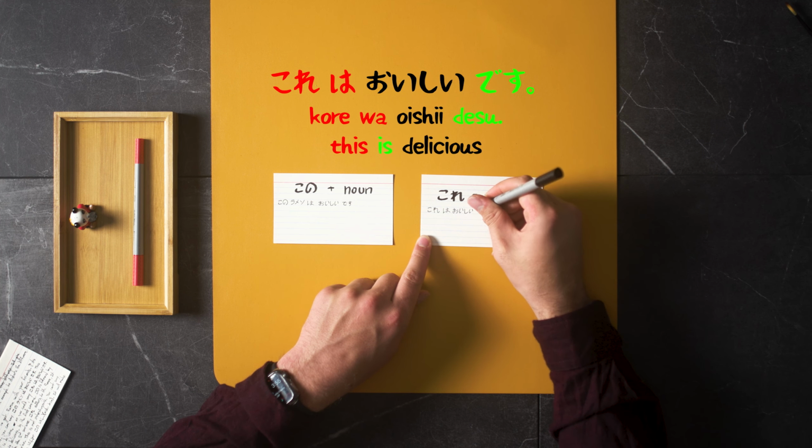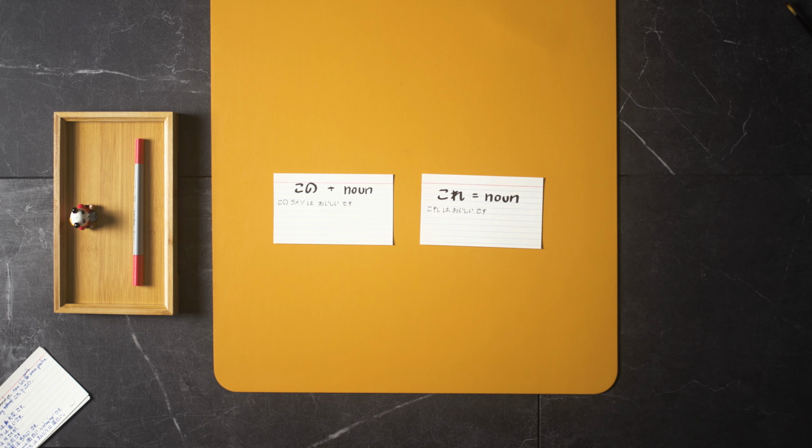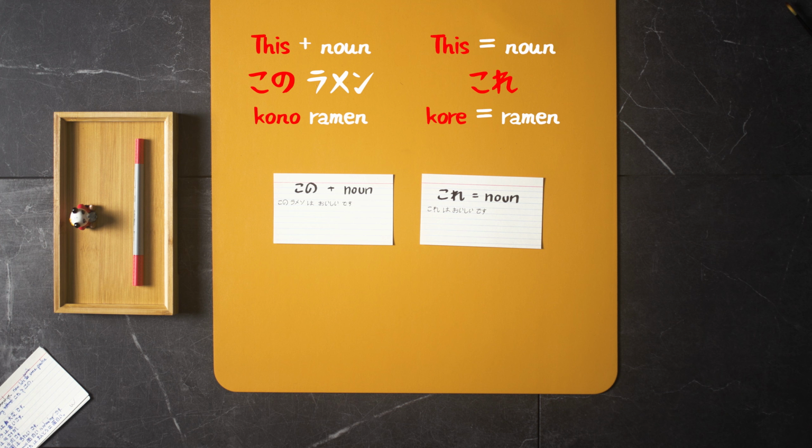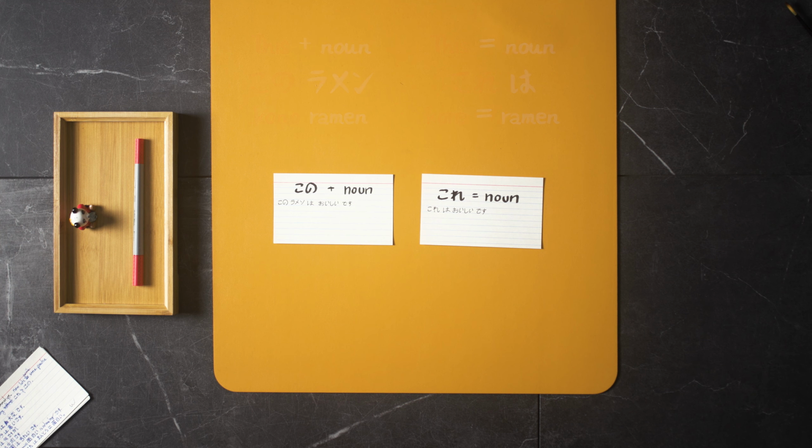This is delicious. In the first sentence, kono is followed by ramen. In the second sentence, kore refers to the ramen. It takes its place, which is why you add the subject particle wa after kore, but you don't after kono. Now, these aren't interchangeable. You can't say kore ramen wa oishii desu or kono wa oishii desu. It's grammatically incorrect and will let people know that you're still very much so a beginner in Japanese.